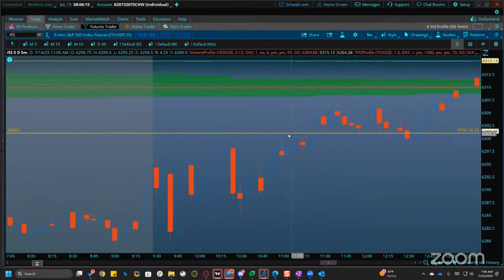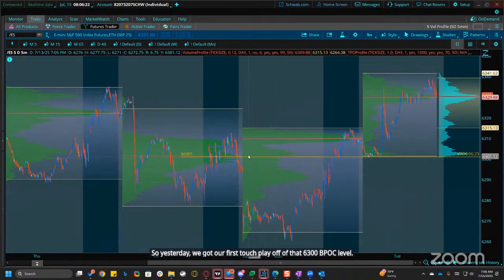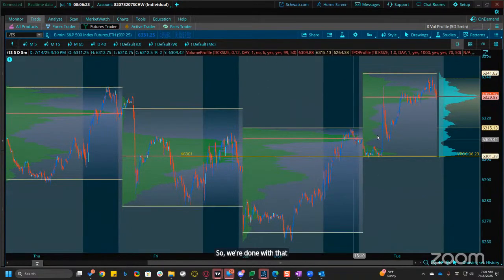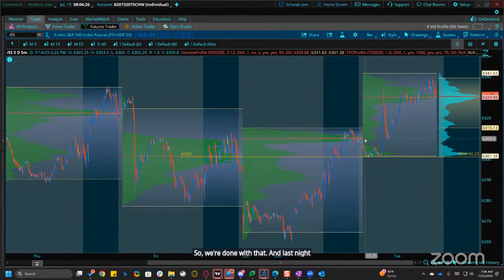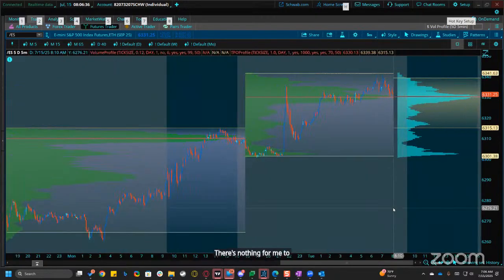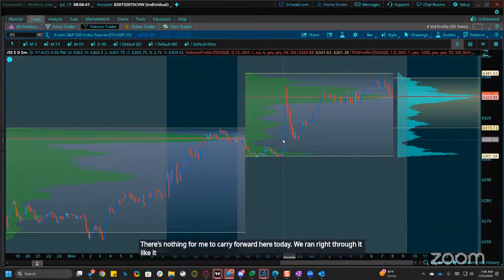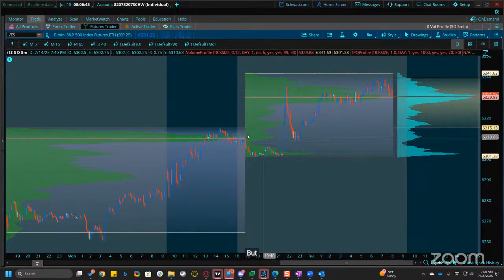So yesterday we got our first touch play off of that 6,300 VPOC level. So we're done with that. And last night when we got into the open, we hit yesterday's point of control. So it's not a VPOC. There's nothing for me to carry forward here today. We ran right through it like it wasn't even there. But on the drop back, it's where we tried to catch some structure.